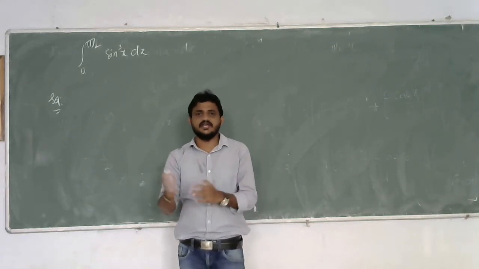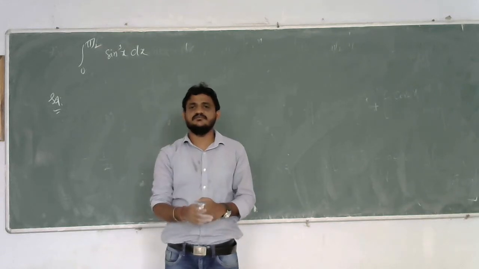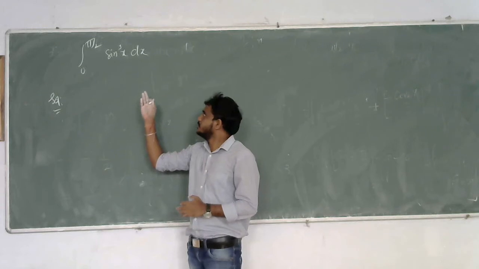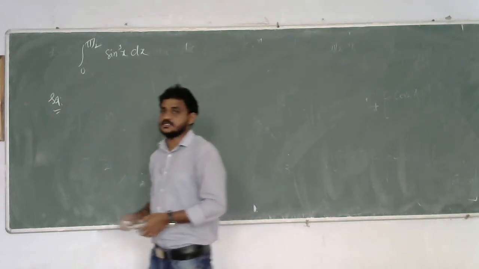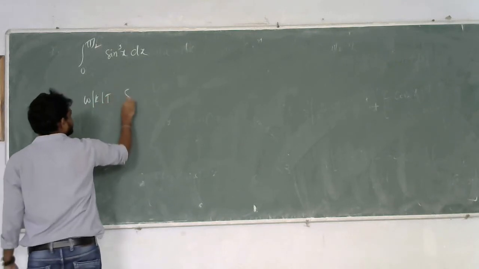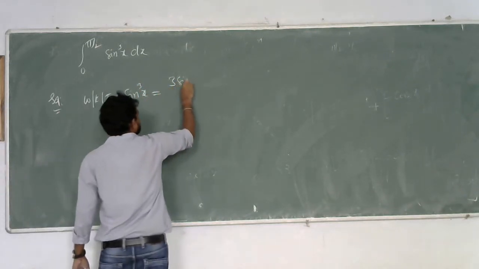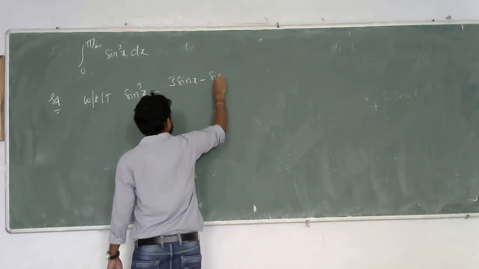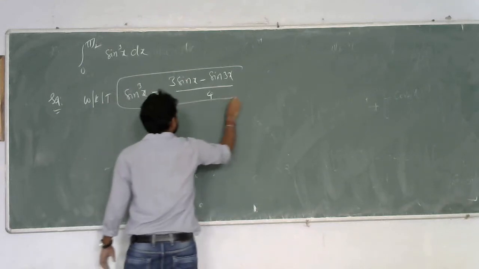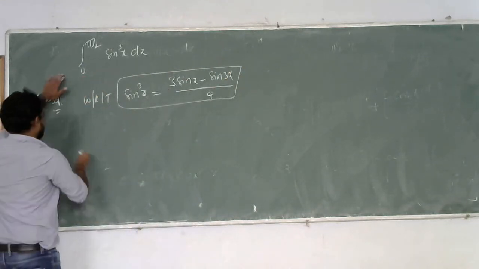Like cos square x, we have used 1 plus cos 2x by 2, and for sin square x, we have used 1 minus cos 2x by 2. Similarly, we have to use the sin cube x formula. So what is the formula of sin cube x? We know that sin cube x equals 3 sin x minus sin 3x by 4. So this is the formula of sin cube x. Let us apply this formula here.